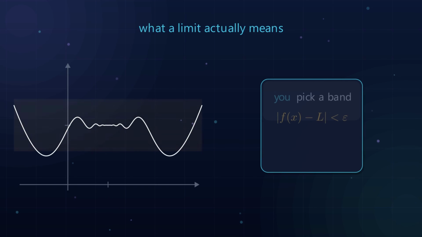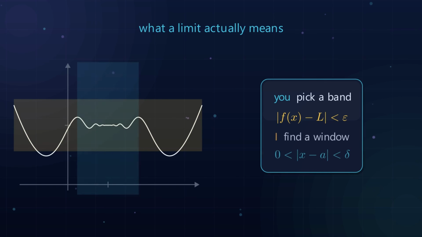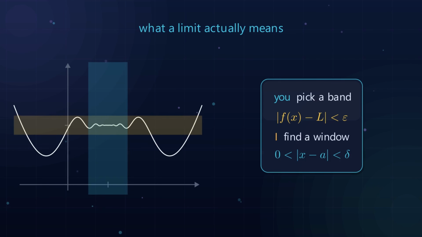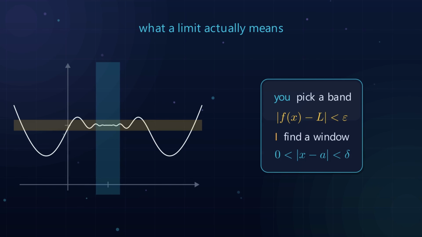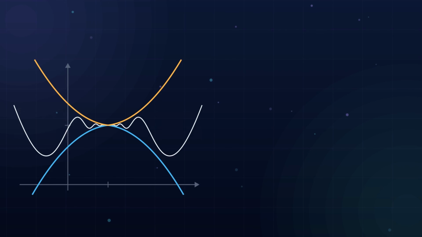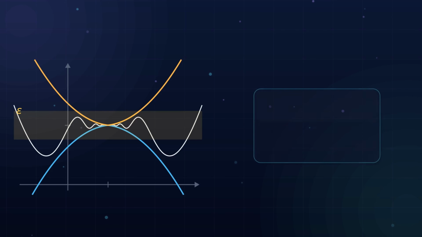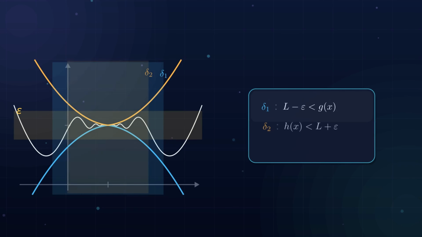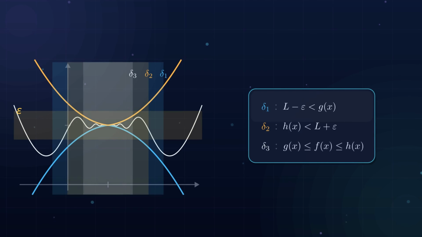First, what does a limit actually mean? It means this. You challenge me with a horizontal band around L, as thin as you like. I have to find a window around a, so narrow that inside it, the curve never leaves your band. Now the proof. Someone hands us an epsilon. Because g goes to L, there is a window, call its width delta 1, where g is above L minus epsilon. Because h goes to L, there is a second window, delta 2, where h is below L plus epsilon. And there is a third window, delta 3, where the sandwich inequality actually holds.